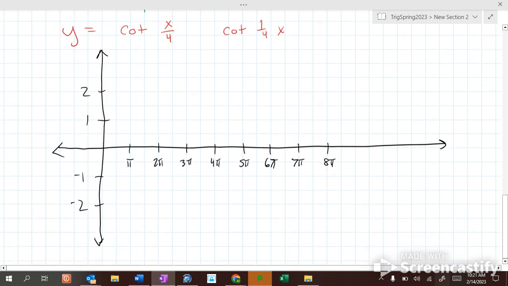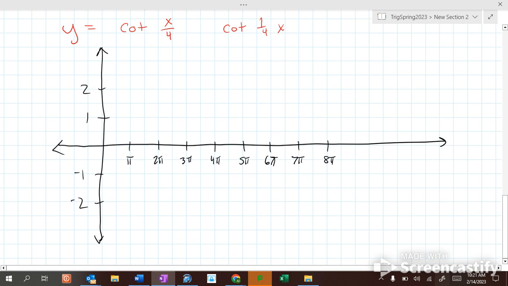So if it's 1/4 x and it stretches it 4 times wider, instead of being at pi, I'm still going to be at 0. Because 0 times anything is still 0. But instead of being at pi, where am I going to be at? 4 pi. Instead of being at 2 pi, where will I be at? 8 pi.